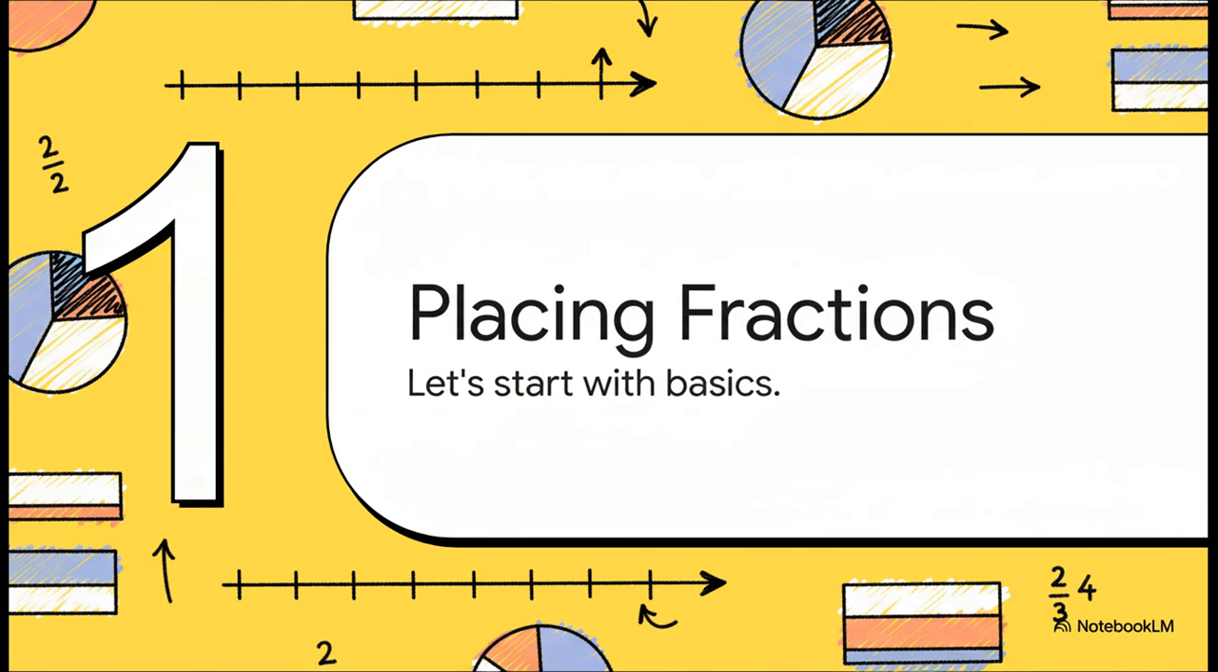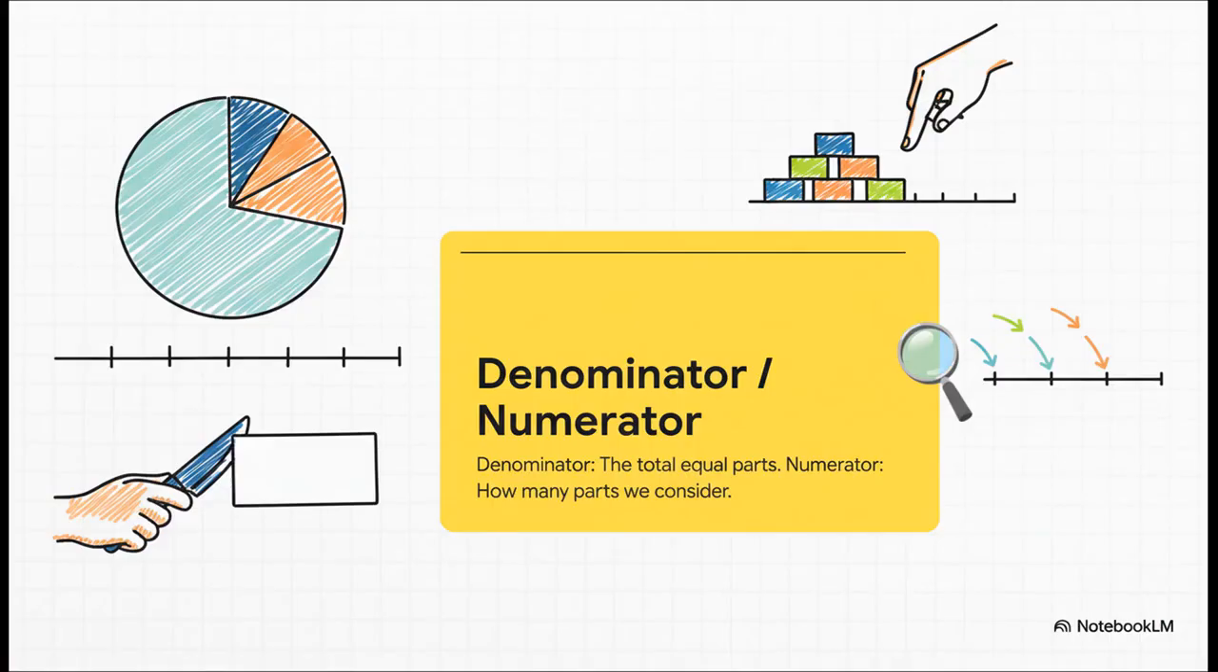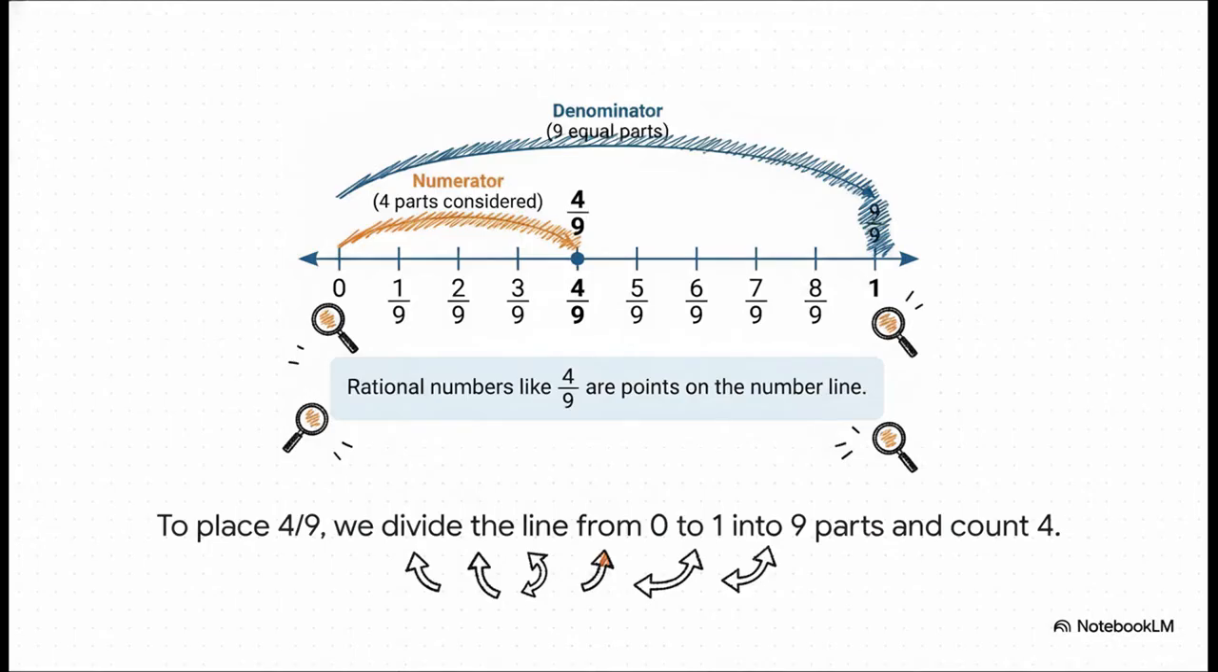First things first, placing simple fractions on a line. You gotta master this because literally everything else we do today builds on this one idea. So the whole secret is just knowing the job of each number in a fraction. The denominator, that's the number on the bottom. Think of it as the boss. It tells you how many equal parts to slice a whole unit into. Then you've got the numerator on top. It just tells you how many of those parts you need to count. That's it. Let's see this in action.